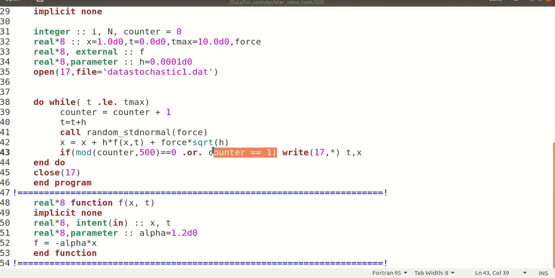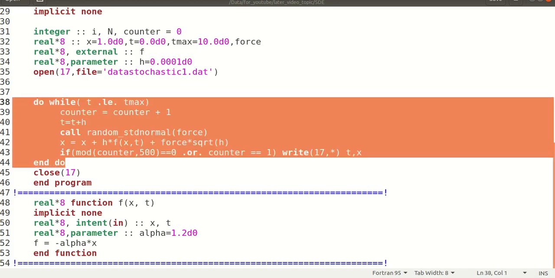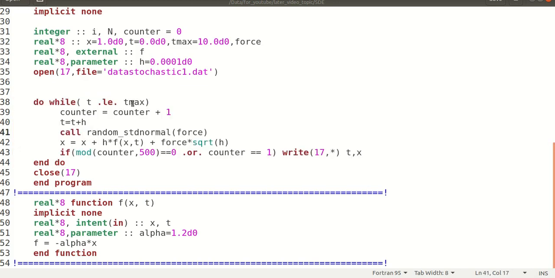So counter equal to 1 means at the first step I write, and then onwards at each and every 500 steps I write the solution t and x, and then I close the loop. So when t reaches this t max, which is 10, it automatically exits the loop, writes the data here and also closes the file. So that is how the program structure looks.